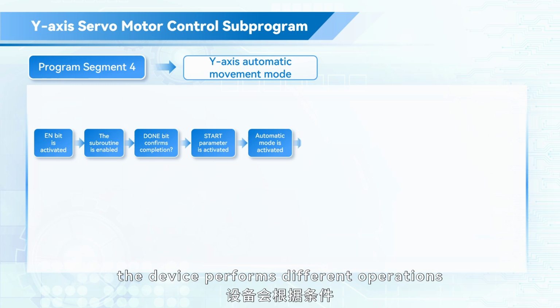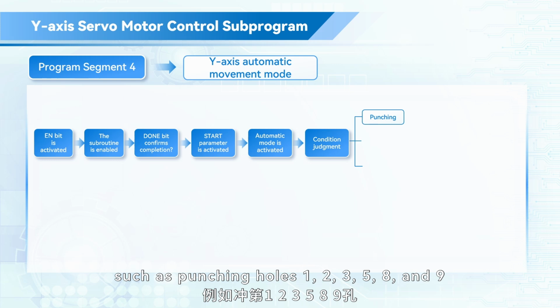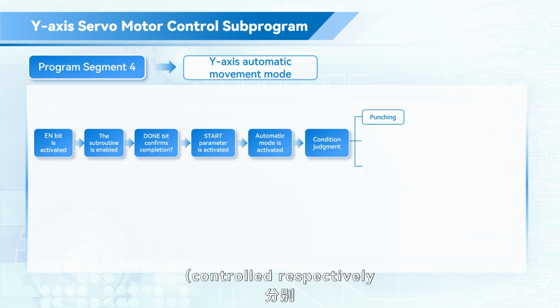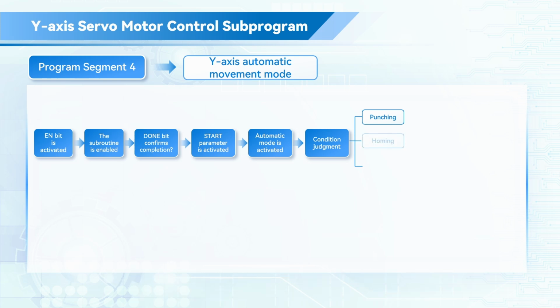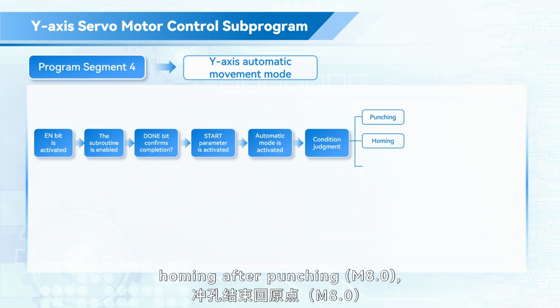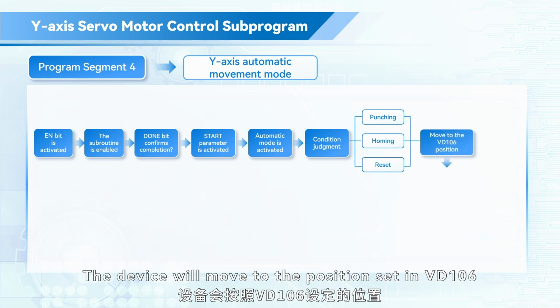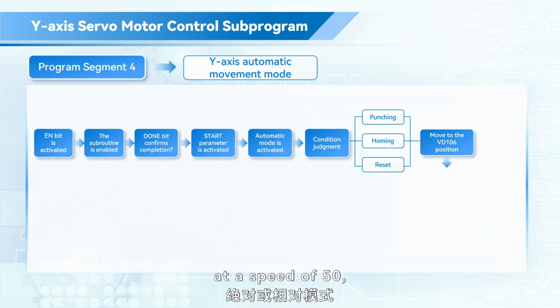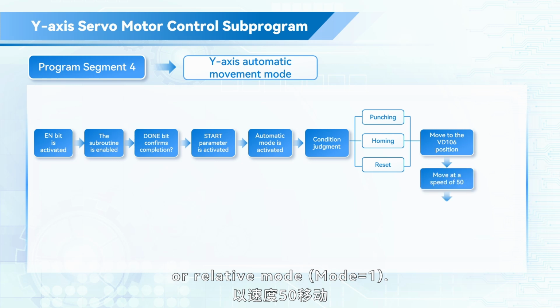In automatic mode, the device performs different operations based on specific conditions, such as punching holes 1, 2, 3, 5, 8, and 9, controlled respectively by M5.1, M5.3, M5.5, M6.3, M7.3, and M7.5, homing after punching, M8.0, or reset, M2.0 equals 1. The device will move to the position set in VD106 at a speed of 50, in either absolute mode, mode equals 0, or relative mode, mode equals 1.